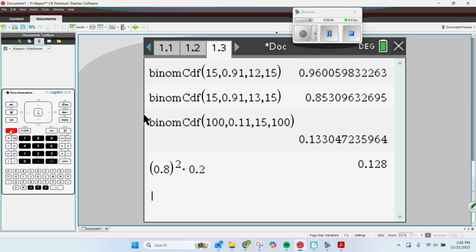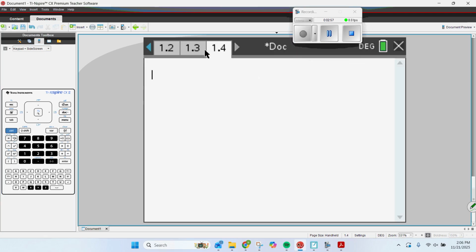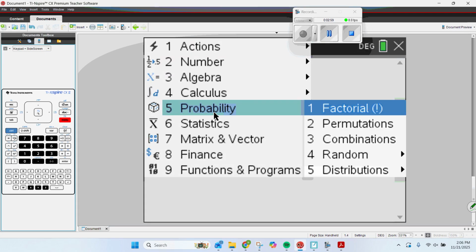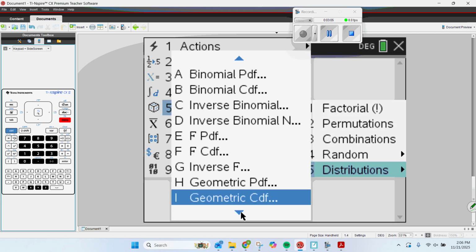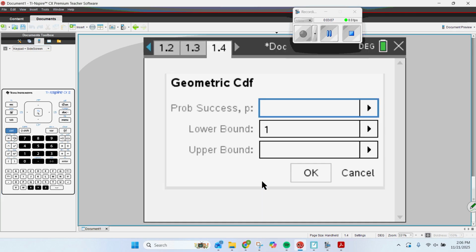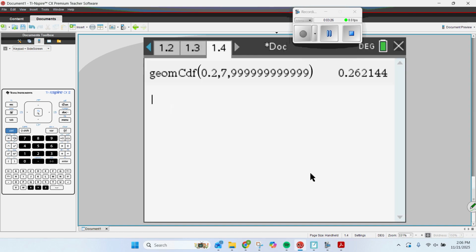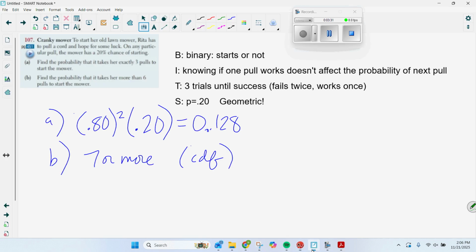So I am going to go to probability, distributions. You have to actually scroll down on this little arrow until you get to geometric. So geometric CDF, probability of success was 20%. My lower bound was 7, and then technically my upper bound is infinity because she could keep pulling and pulling and pulling the lawnmower. They didn't give us a set number of trials. That's what makes this not binomial. So it goes to infinity. So 0.262.